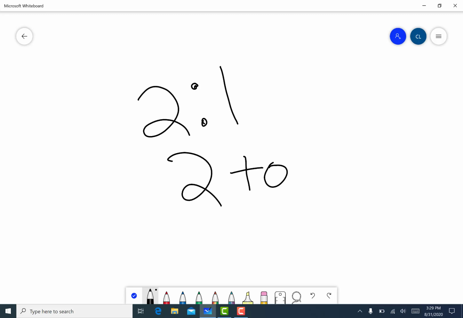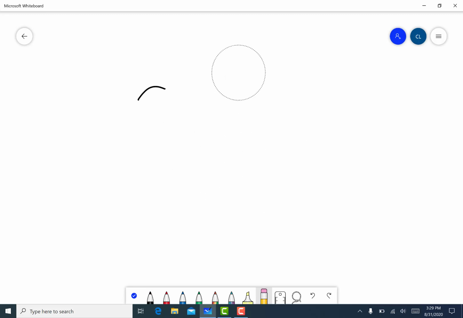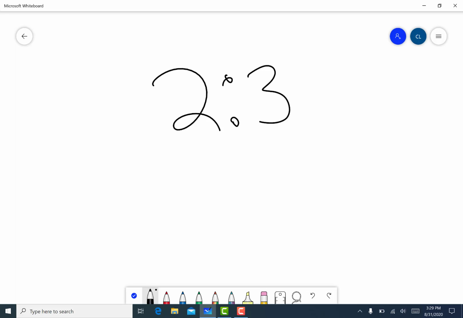Another one I could say is for every 2 chores my mom gives my sister, she gives me 3. The ratio for that would be 2 to 3. So think of your own examples. I'm going to give you about a minute. Write down 2 examples of a ratio relationship that are interesting to you.